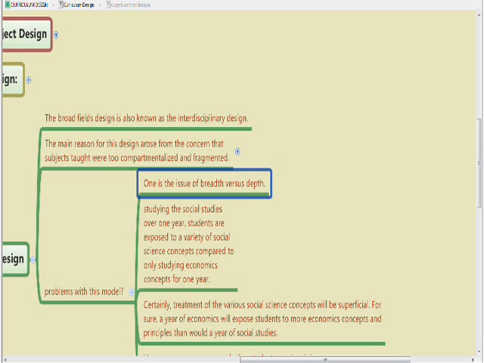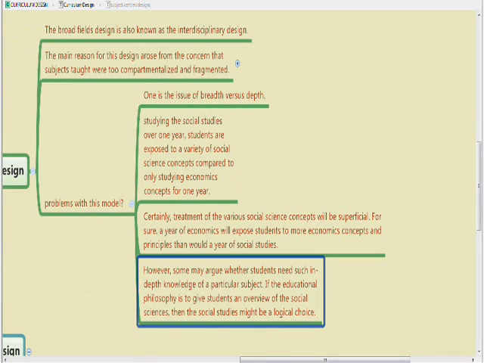Okay. Now, certainly, treatments of various social science concepts will be superficial. However, for sure, a year of economics exposed students to more economic concepts and principles than social studies. However, some may argue whether students need such in-depth knowledge of a particular subject. If educational philosophy is to give students an overview of social science, then social studies might be a logical choice.